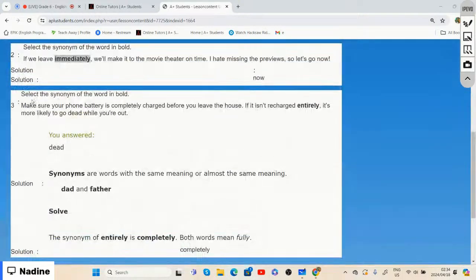Yeah, it says make sure your phone battery is completely charged before you leave the house. If it hasn't recharged entirely, it's more likely to go dead while you are out. Here they're giving us now the word in bold in the second sentence. Can we choose the synonym within the first sentence that means the same as entirely?